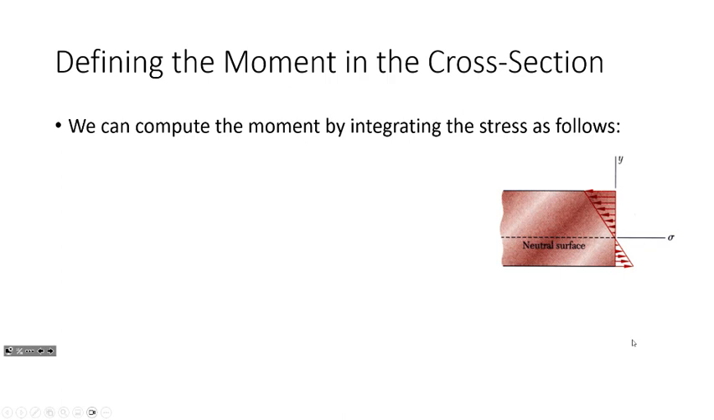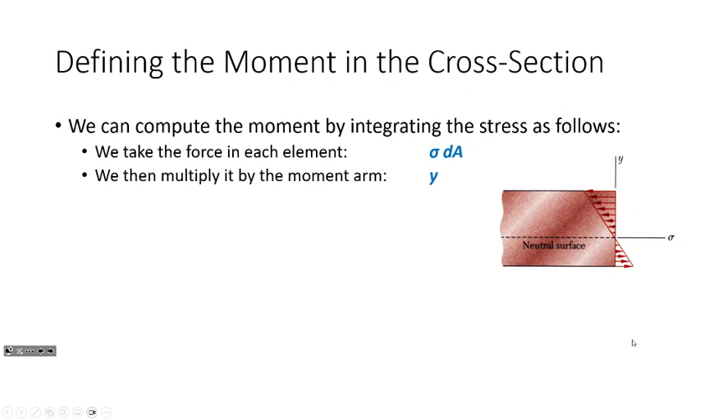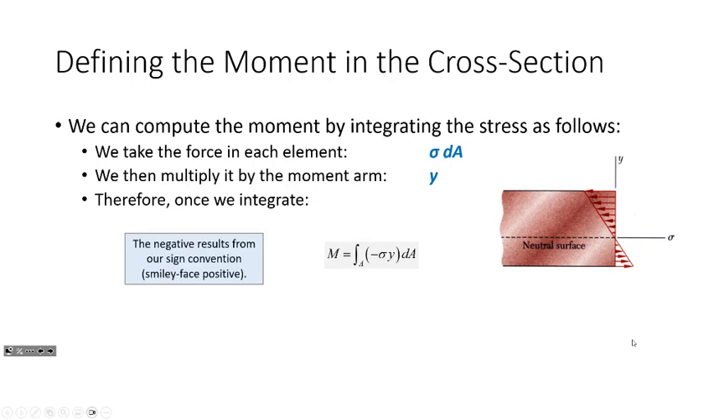So what I can do is look at each little slice in the beam. Each little slice is going to have a force in it. The force in that slice is going to be the stress times whatever the area is, some little differential element of area. I'm going to take that force, multiply it by a moment arm to get a moment, and then integrate that, and I'm going to get the moment across the cross-section.